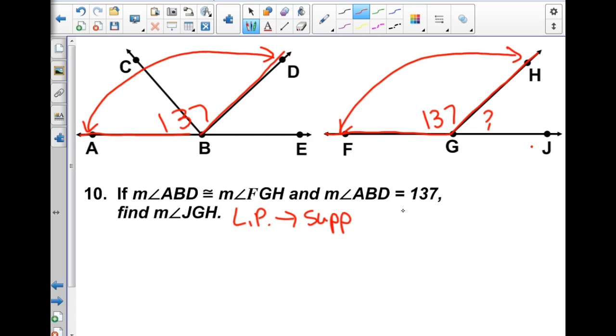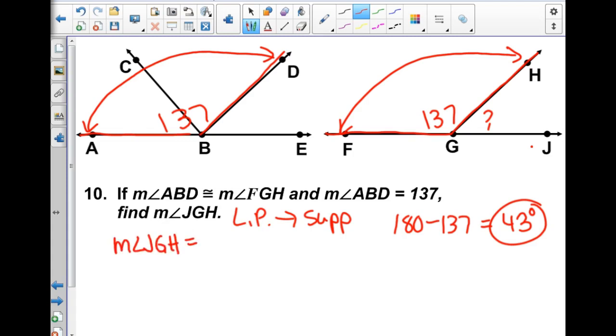So I know what you guys would normally do. You don't really have to write an equation, and it didn't ask you to name the theorem, but it's good to point out which one it is. You're probably just going to take your calculator, and what are we going to type? 180 minus 137. And that's 43 degrees. So the question was, what's the measure of angle JGH? And it's 43.